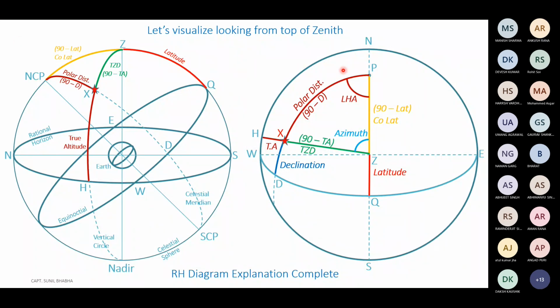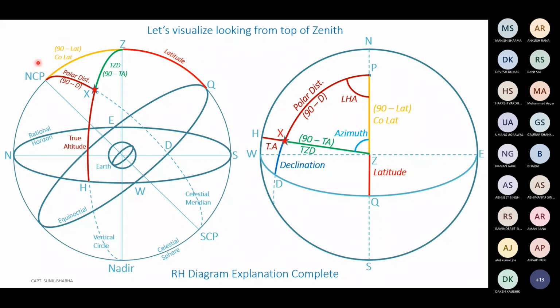Now we have understood the PZX triangle well. We have seen the three sides. We have seen the two angles. If you look more carefully at this PZX triangle, you will see that this triangle is a spherical triangle. This fulfills the condition for a spherical triangle. It is made on the surface of a sphere, that is the celestial sphere, and all three sides of this triangle are arcs or parts of great circles.